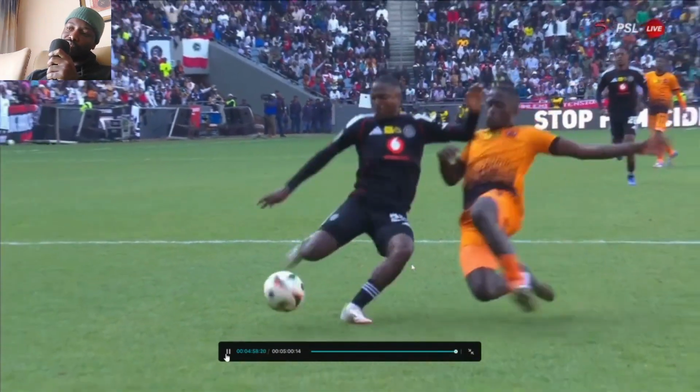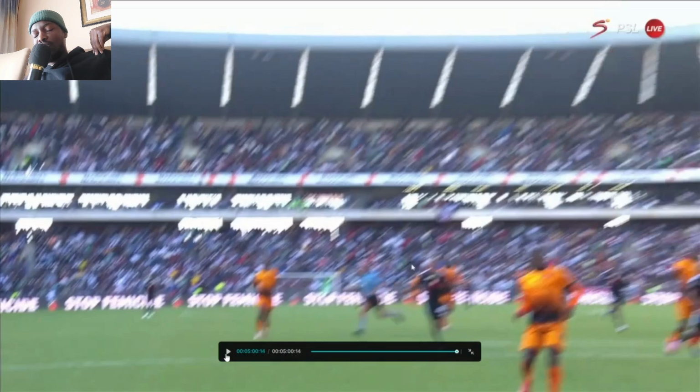this is my analysis of what happened in the game between Orlando Pirates and Polokwane City.